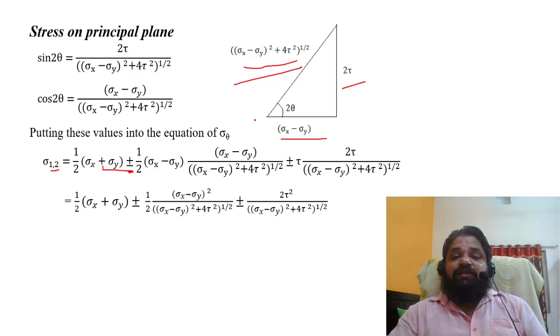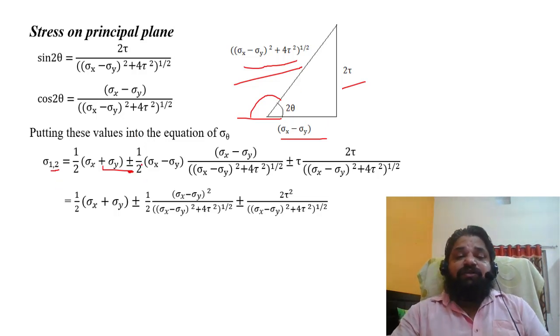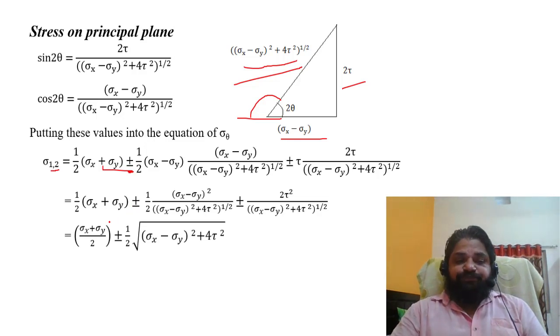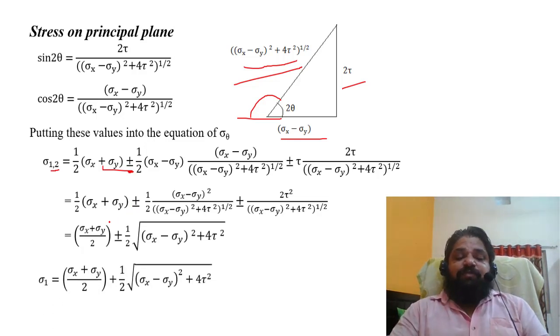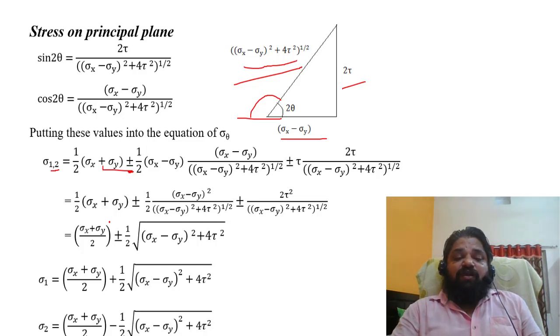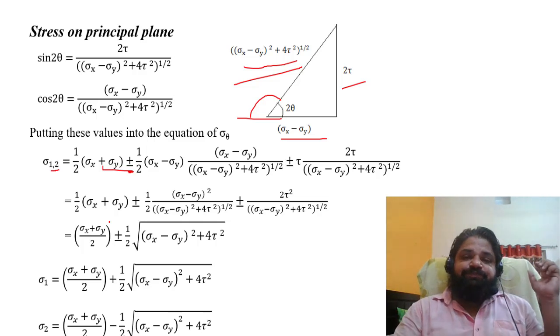If this is 2 theta, then altogether it is 180 degrees. So if one part has been taken, the other part is on that side. Similarly, one is the principal plane with maximum principal stress and the other with minimum principal stress. By taking this plus or minus value, I can get the final form. That means sigma 1, the maximum principal stress, gives you sigma x plus sigma y by 2 plus half of the square root of sigma x minus sigma y whole square plus 4 tau square, and sigma 2, the minimum principal stress, is this much.